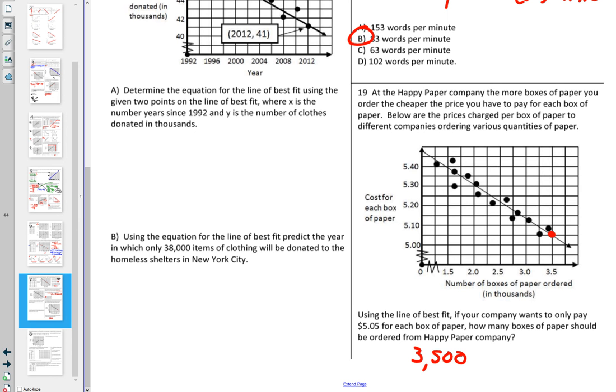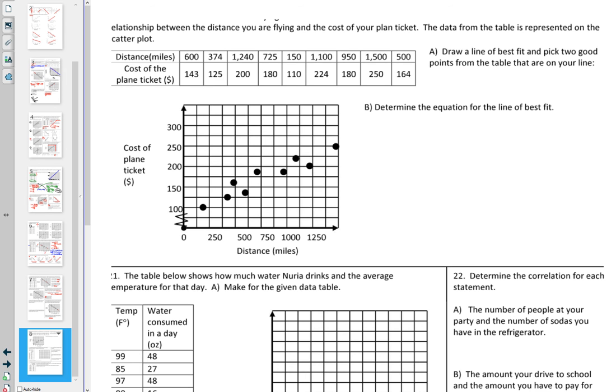You like boxes of paper, Brandon? Me too. Okay, last one.